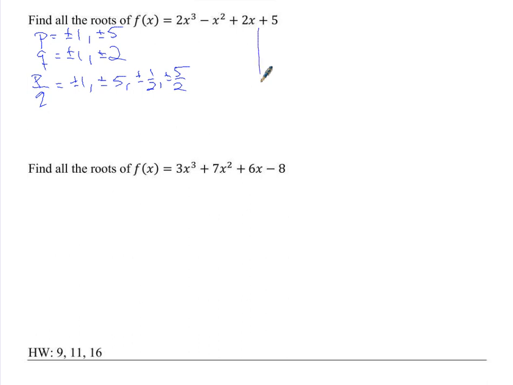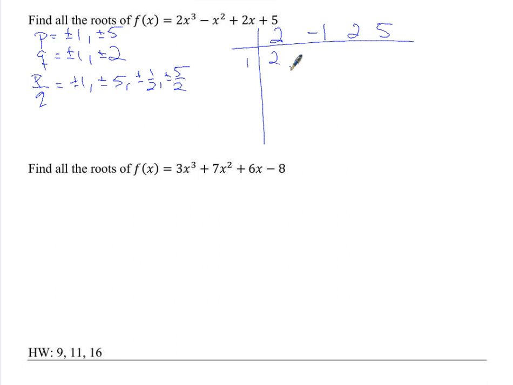Start trying numbers. Yeah, set up your table. And we don't know how long this is going to take. We could get it on the first try. Maybe not, I don't know. Coefficients across the top. Do we have all our terms? Yep, so 2, negative 1, 2, 5. You picked 1? Okay, we'll try 1.